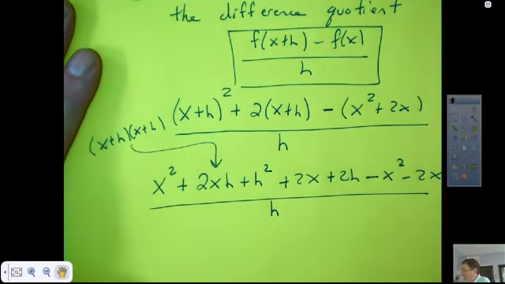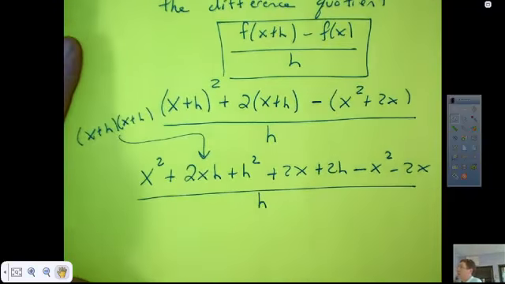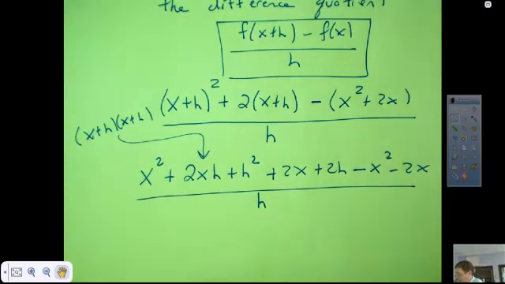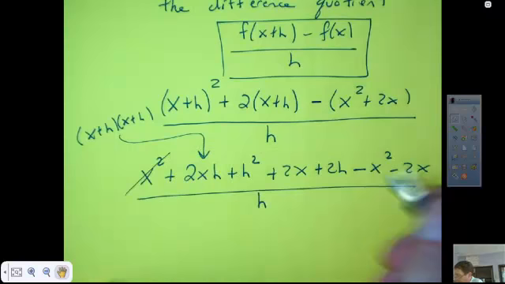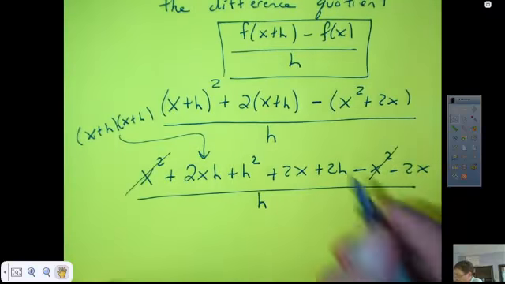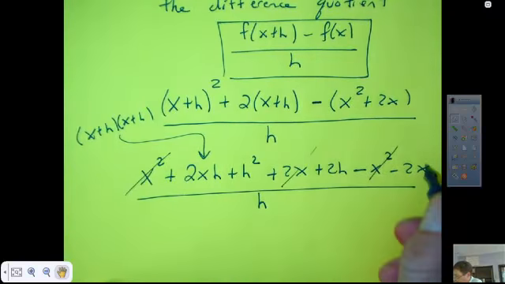Now once again, lots of things should cancel out. So what cancels out here? x squared, x squared. Alright, so we get rid of the x squareds. That's gone. This is gone. This is gone. 2x is gone. So now what am I left with?